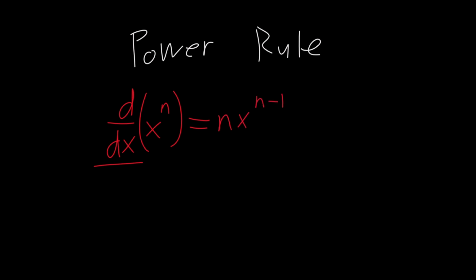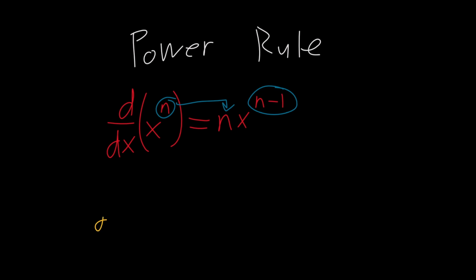There might be a lot to take in at first, but let's break this down real fast. What we're effectively doing is just taking this n here, making it a coefficient instead of an exponent, and then just subtracting 1 from the exponent up here. So let's do a couple of examples for that to really sink in.